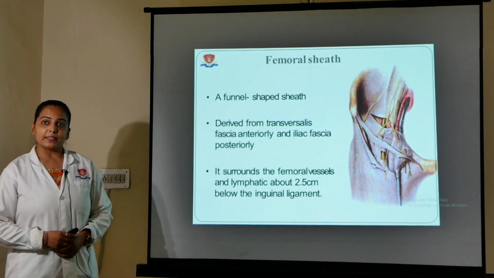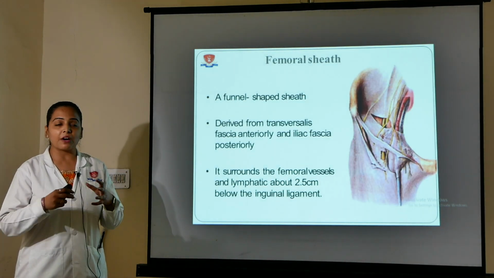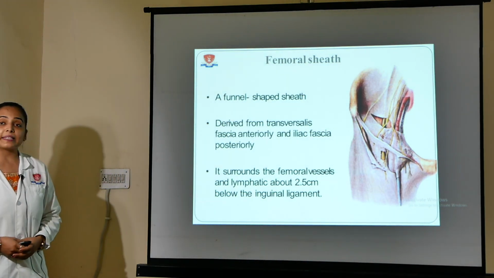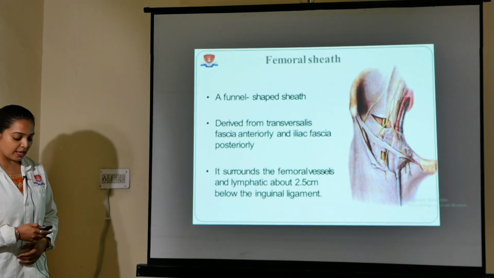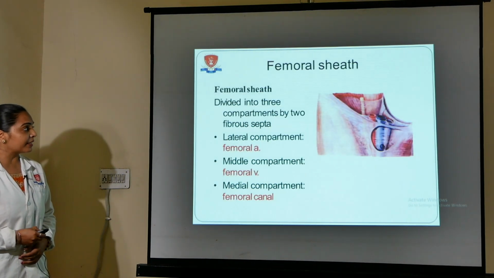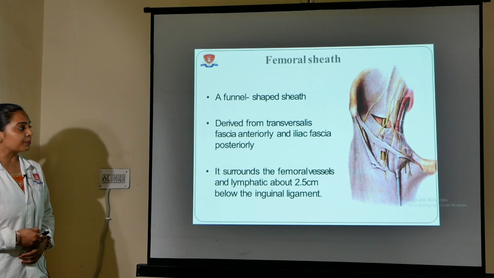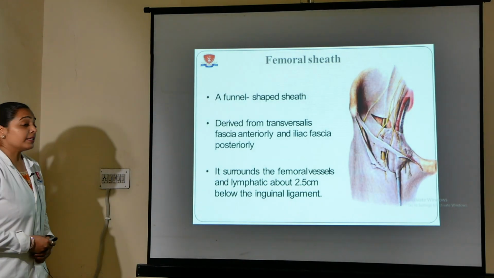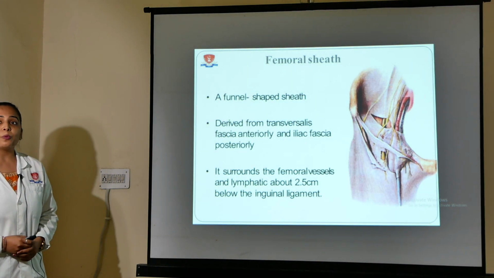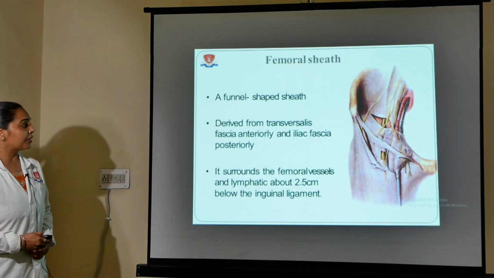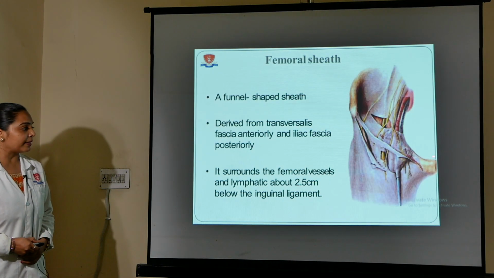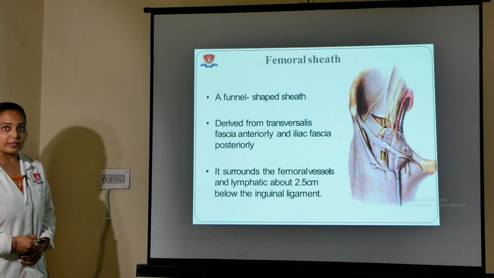So the femoral sheath is a funnel shaped sleeve that covers the upper 3 to 4 centimeters of the femoral vessels. It is derived from the fascia transversalis. Anteriorly and posteriorly, the fascia iliacus forms the posterior wall of the femoral sheath. Then it surrounds the femoral vessels just 2.5 centimeters below the inguinal ligament. As you can see in the diagram, this is the inguinal ligament and this is the femoral sheath covering the femoral vessels.